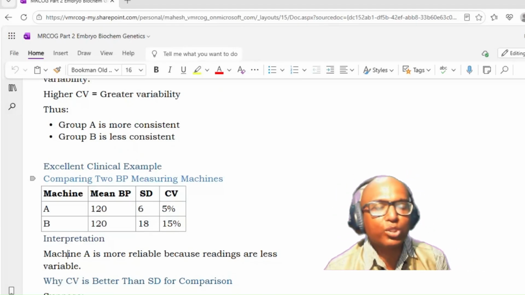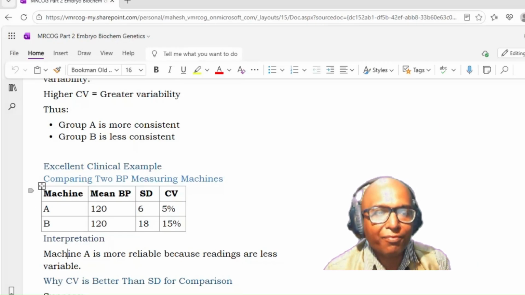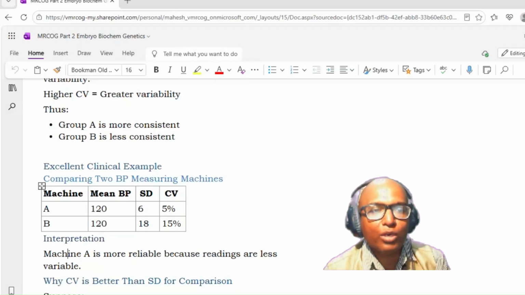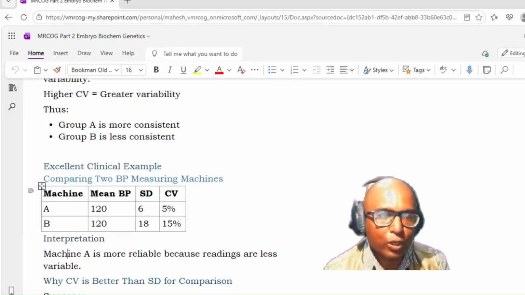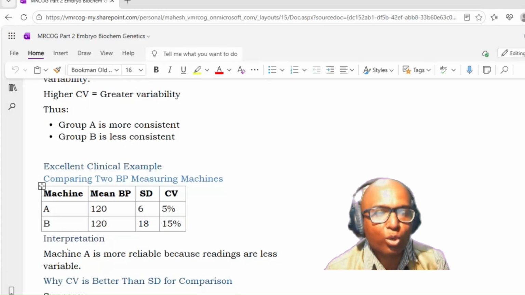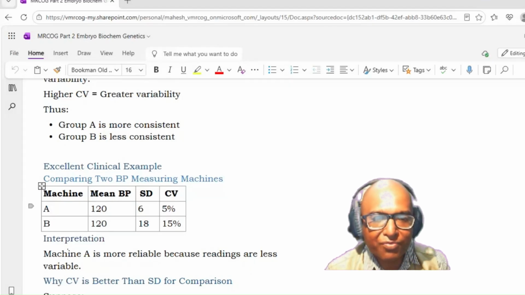So you have got two machines. Machine A has given the mean blood pressure of 120. The standard deviation of the data set is 6 and coefficient of variation is 5%. While machine B has also given the mean blood pressure of 120, but the standard deviation of the observation is 18 and here the coefficient of variation has become 15%. Here the coefficient of variation was 5%.